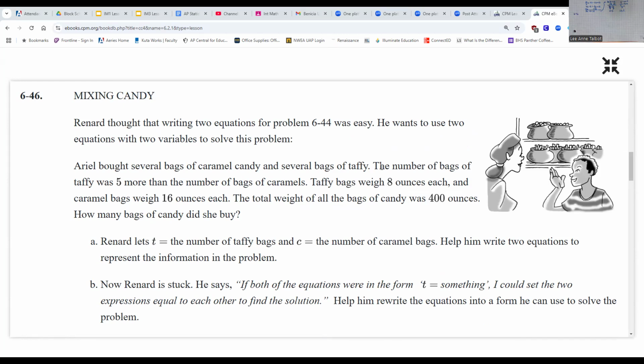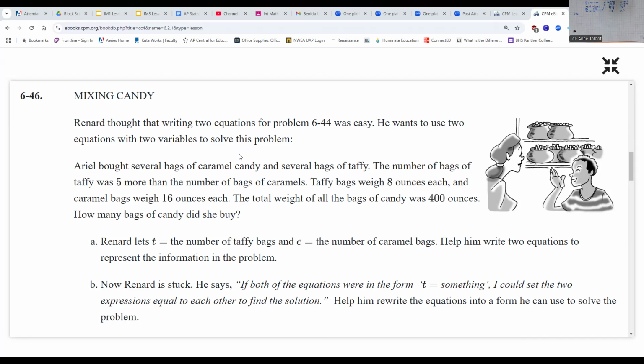Okay, pause real quick. Who likes caramel better than taffy? Who likes taffy better than caramel? Who loves both equally and will eat either one when presented to? Who likes neither? Yeah, poor people with braces.